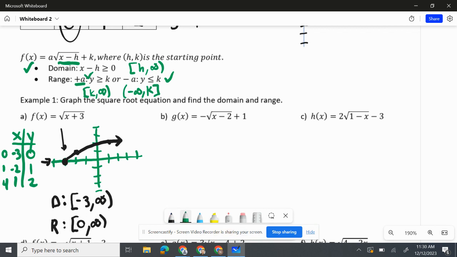Now, for looking at the next one, once again, I'm going to come up with my table of values. And I'm looking for 0, 1, and 4. And what gives me a 0 here is a 2. What gives me a 1 is a 3. And what gives me a 4 is a 6. Now when I plug in a 2, 2 minus 2 is 0. Square root of 0 is 0. -0 plus 1 is 1. When I plug in a 3, 3 minus 2 is 1. Square root of 1 is 1. -1 plus 1 is 0. And when I plug in a 6, 6 minus 2 is 4. Square root of 4 is 2. That would be -2 plus 1, which would give me -1.